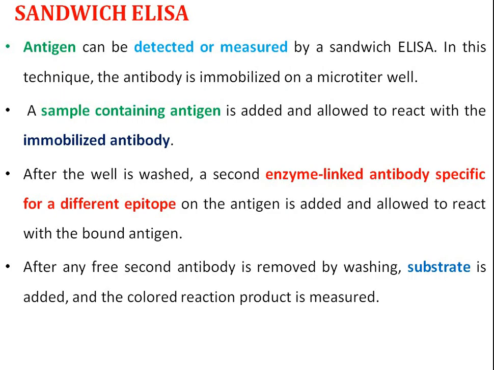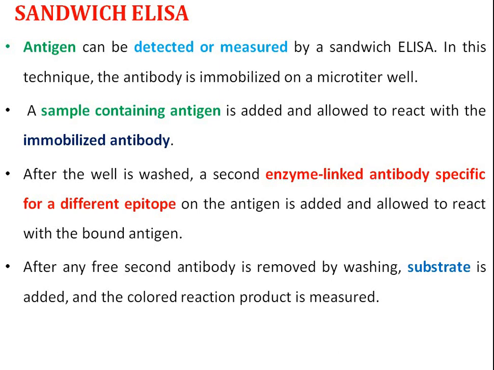The second type of ELISA is the sandwich ELISA. Antigen can be detected or measured by a sandwich ELISA. In this technique, the antibody is immobilized on a microtiter well. So you know very well what a sandwich is. How do they prepare a sandwich?